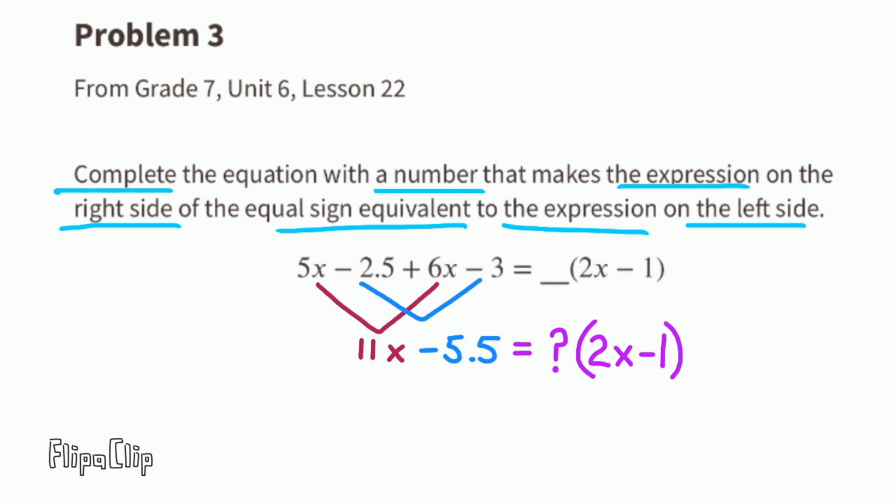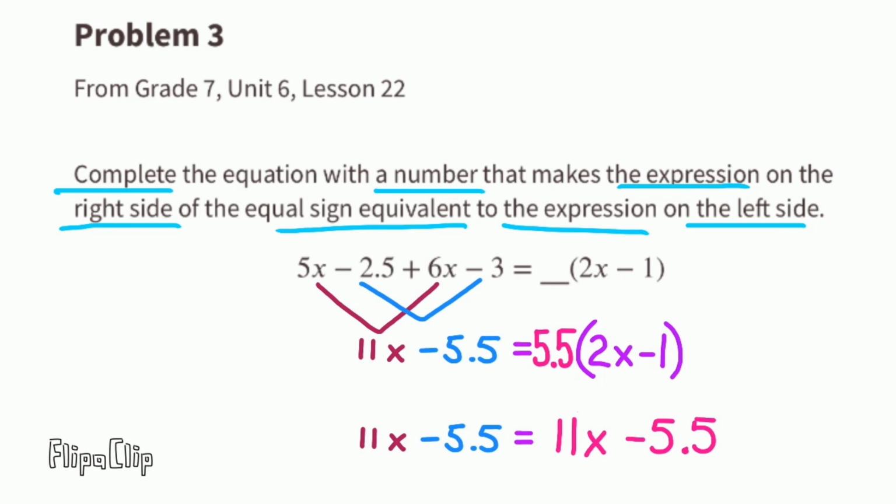1? I just noticed that half of 11 is 5.5, and 5.5 times negative 1 equals negative 5.5. So we can replace this question mark with 5.5. 5.5 times 2x equals 11x, which is equivalent to the 11x on the left side of the equal sign. And 5.5 times negative 1 equals negative 5.5, which also matches the negative 5.5 on the left side of the equal sign. Now that the term on the right side of the equal sign equals the term on the left side of the equal sign, then we know that the missing number is 5.5.